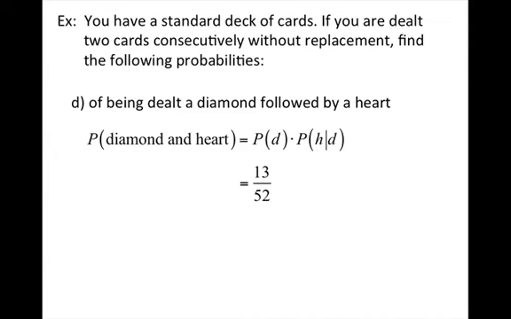Then for my second card, I have all 13 hearts left in the deck, but I only have 51 total cards. So if I multiply this, I get the probability of being dealt a diamond followed by a heart is also 13 out of 204.